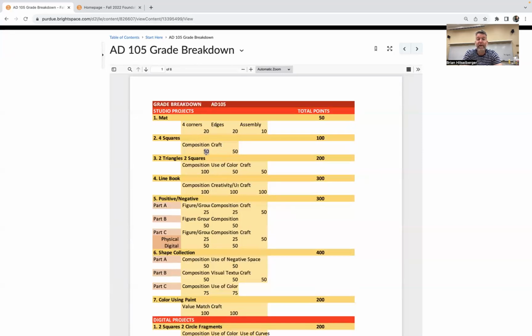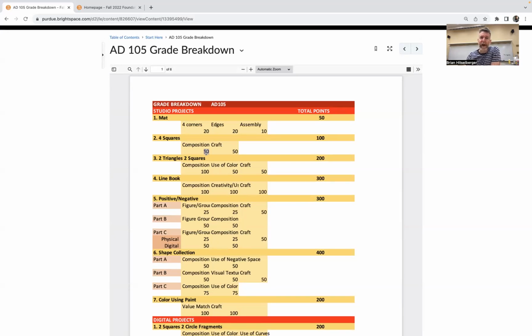So 50 is how strong or dynamic or how skillful the composition has been made through the use of 4 Squares. And 50 of those points are how attentive the student is being to the presentation and care and construction of the project itself. They're kind of given equal weight. I put this together when I found that students were not super clear on how they were being graded or why they were being graded.